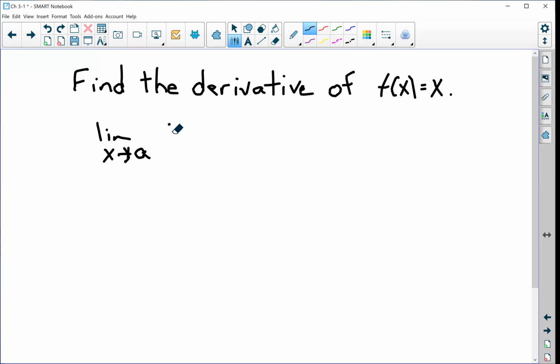Let's see, f of x minus f of a over x minus a. What do we get there? 1. So derivative of a constant is 0, derivative of x is 1.